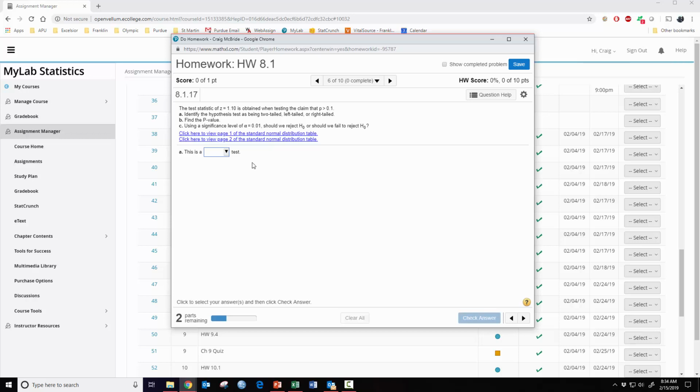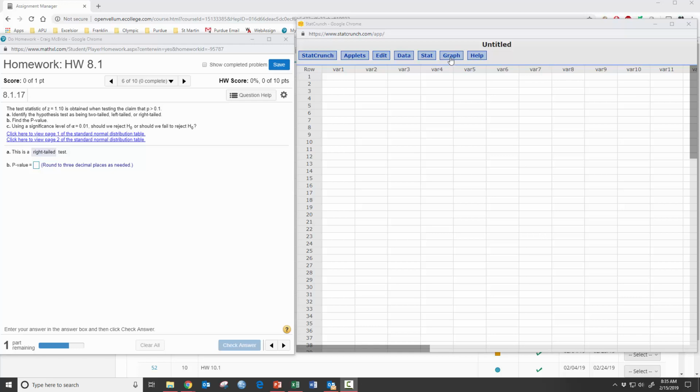But in any case, this is pretty easy, right? Identify the hypothesis test as being two-tailed, left-tailed, or right-tailed. Well, if your claim is P is greater than 0.1, right, that's an upper or a right-tailed test. Find the p-value. Well, that's where we have to actually run this thing, right? We have a z-score, and then we're looking for an upper value for a z-score. So we have to go to StatCrunch for that one. You could do it in Excel and graphing calculators and all that stuff, but these are just easier, right?